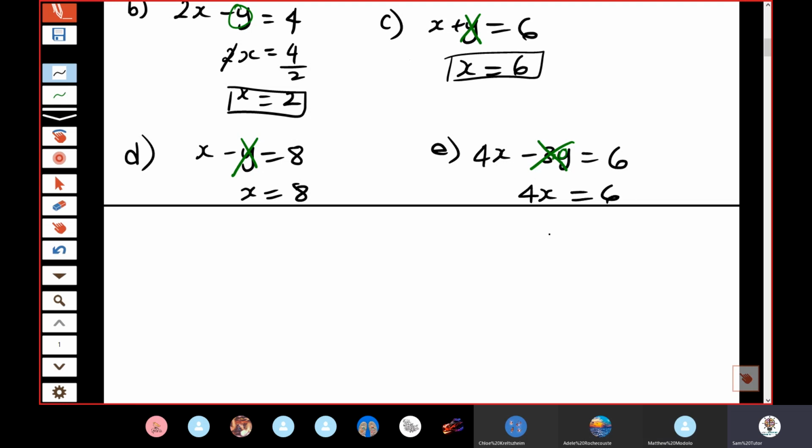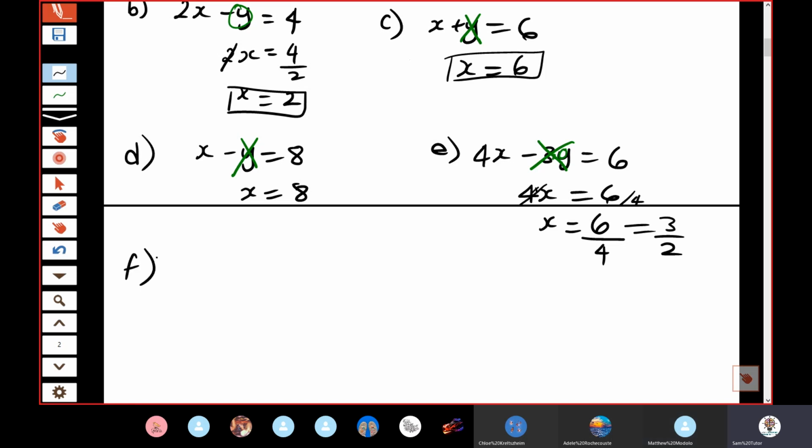And then how do I get rid of the 4? 6 divided by 4. Okay. What you said at the beginning. See, again, how do I get rid of the times here? You divide it. 6 over 4. And then that becomes 3 over 2.